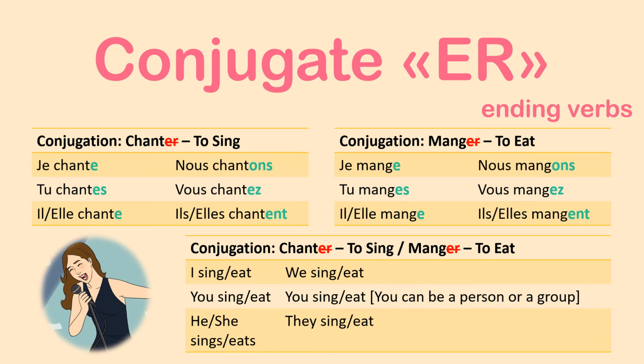Let's look at the same conjugation for the regular er ending verb we just saw, which is manger. Manger is to eat. Je mange, tu manges, il mange, elle mange, nous mangeons, vous mangez, ils mangent, elles mangent. So it's almost the same pronunciation, but there's a difference in the way it's written, the spelling and the verb form itself. So I hope that really helps you understand that speaking French can be easy, okay?